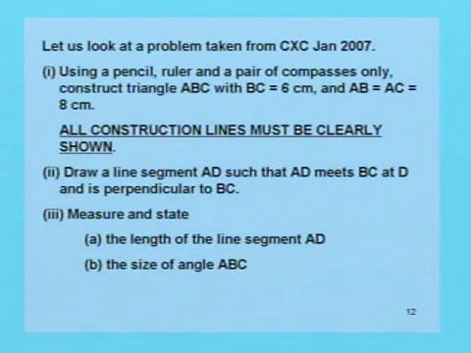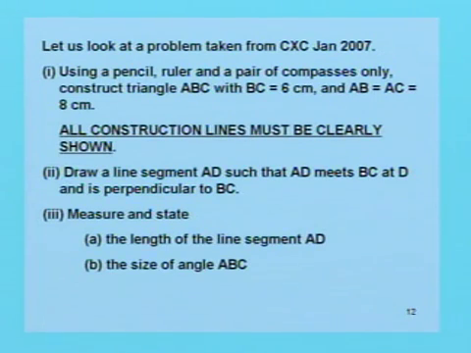Let us look at a problem taken from CXC January 2007. Part 1. Using a pencil, ruler and a pair of compasses only, construct triangle ABC with BC equals 6 centimeters and AB is equal to AC, which in turn is equal to 8 centimeters. And note the examiner's guidance here. All construction lines must be clearly shown.